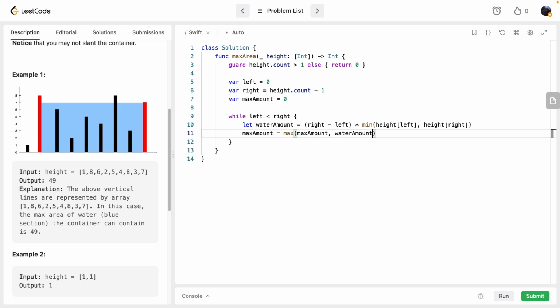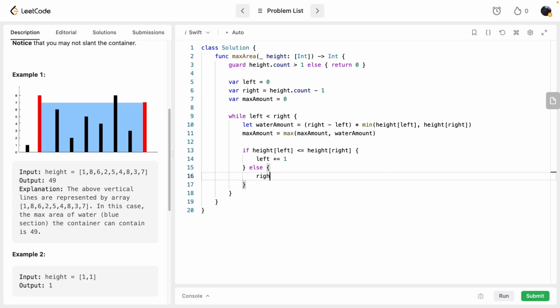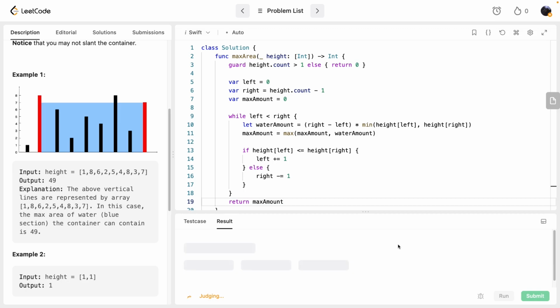and also we need to update our pointers for each step. So if height of left would be less or equal to height of right, then we would move our left pointer to left + 1, and otherwise we would move our right pointer to right - 1. So left pointer would be going to the right and right would be going to the left, and return max amount. Let's run it. Okay, so all good.